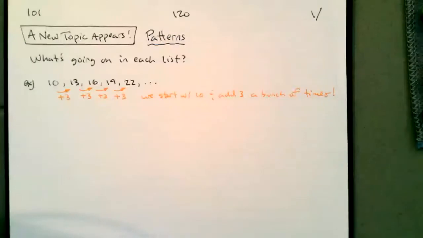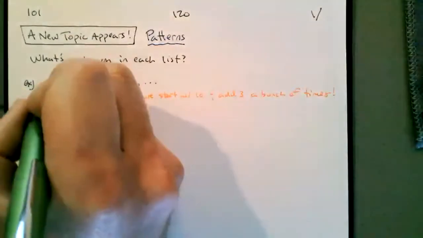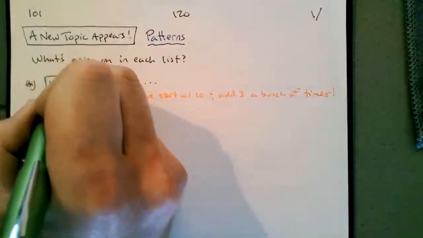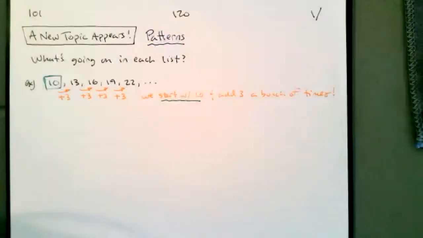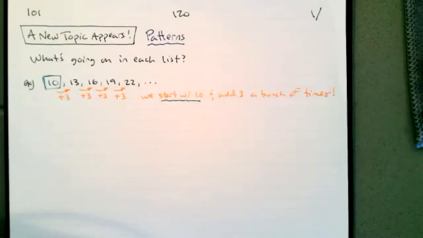So this list looks like we start with 10. So I'm going to just call out 10 as being somewhere we start. We start with 10 and then add 3 a bunch of times. And that's what's going on in this list.